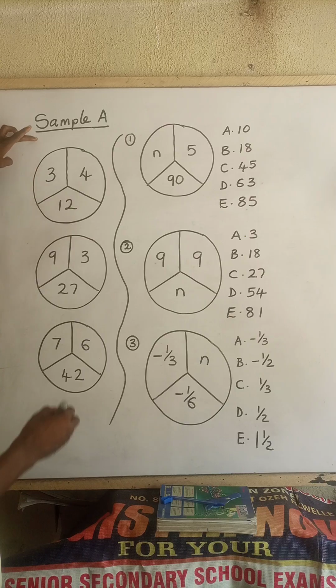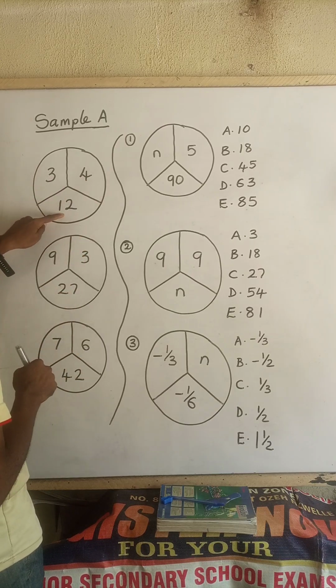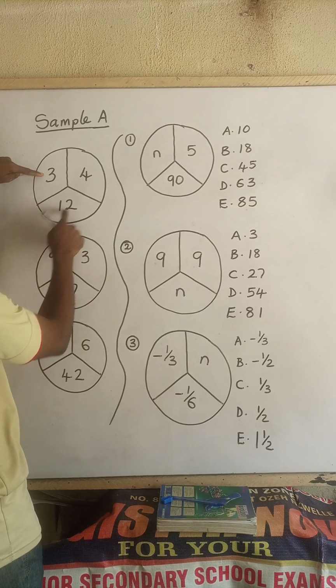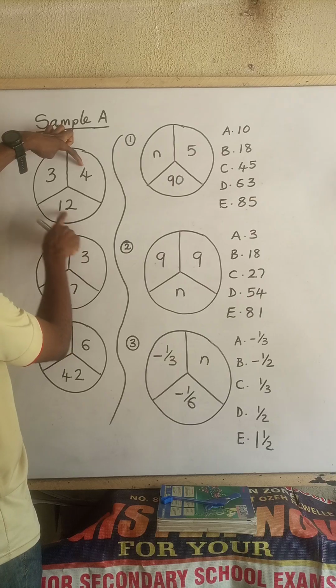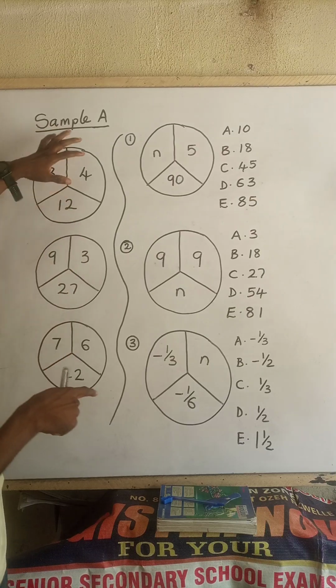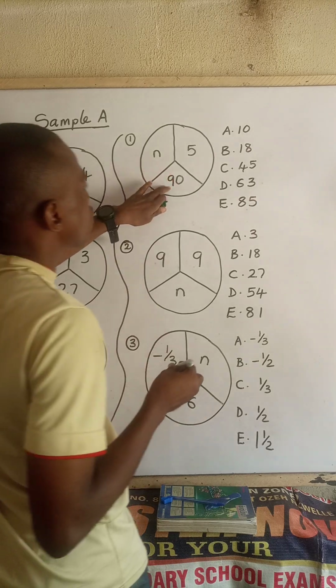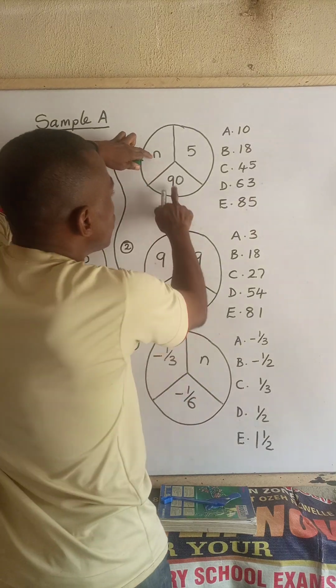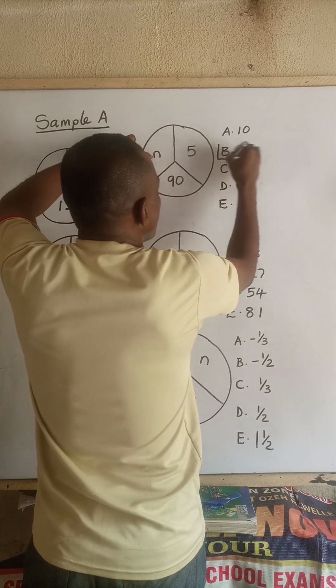For sample A, if you are looking for 12, you will do 3 times 4, 12. If you are looking for 3, you do 12 divided by 4, it will give you 3. If you are looking for 4, you will do 12 divided by 3, it will give us 4. So we will apply this concept in solving these 3 questions that we have here. So for this one, we are looking for this. So we will do 90 divided by 5, it will give us 18.